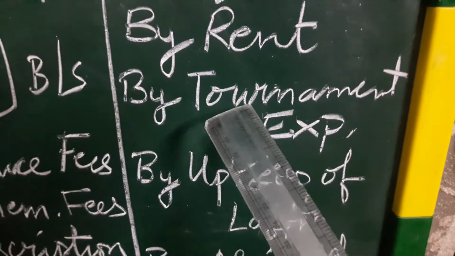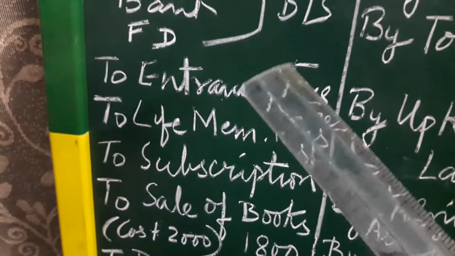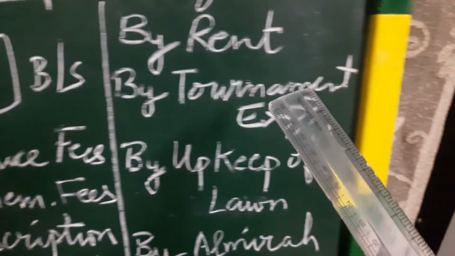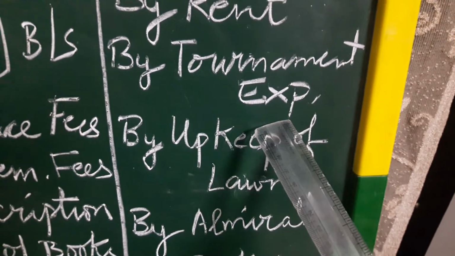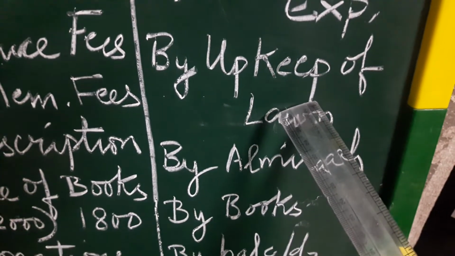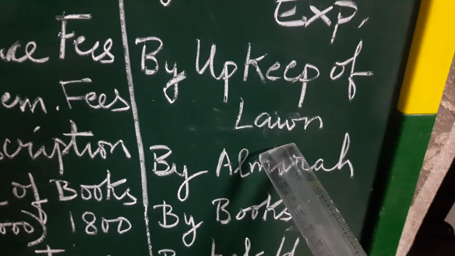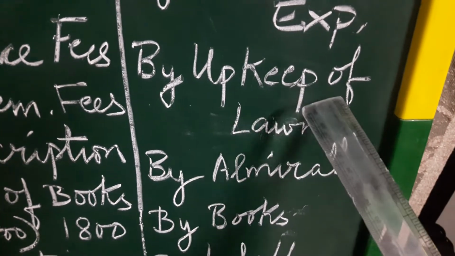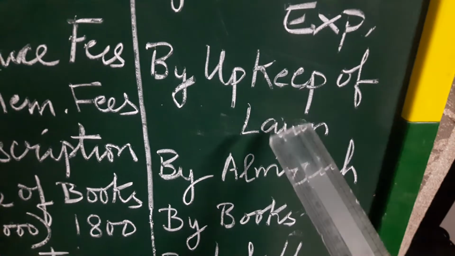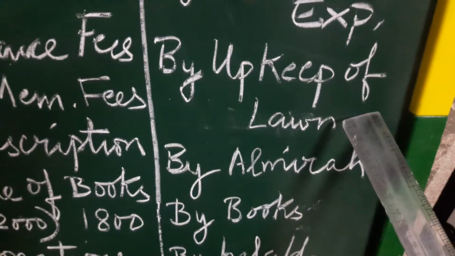Tournament expense. So, the minute you see some special expense, look for its fund. Do we have tournament fund? No. That means it's a normal expense and it will be shown in the income and expenditure account. Next, we have paid for upkeep of lawn. Now don't get upset about this. It's a simple English. Upkeep, keeping or maintaining a lawn. Some expense has been done. It's a simple expense. Show it in the income and expenditure account.